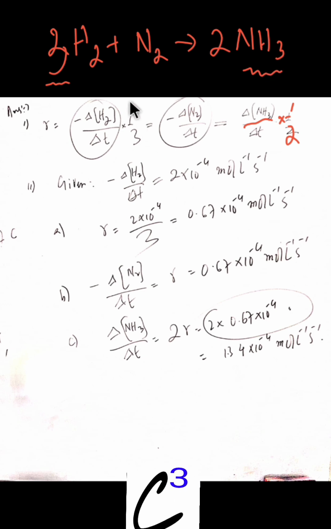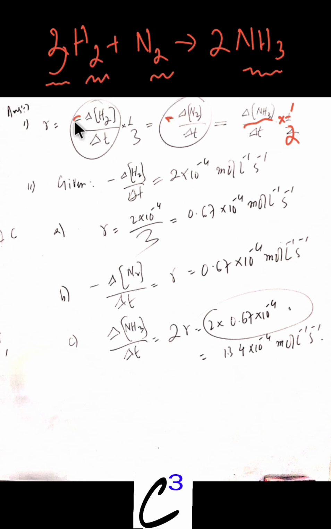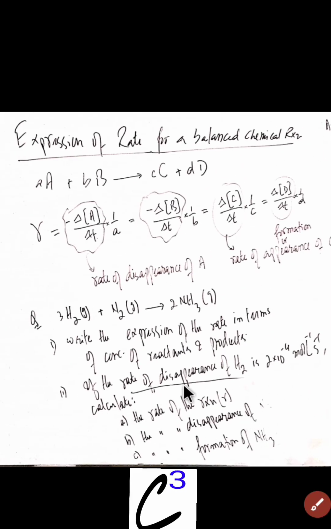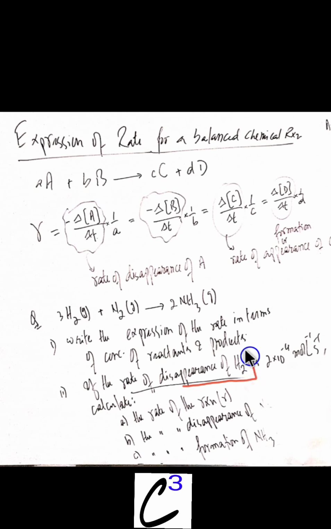So it is also clear from this expression that in terms of concentration of reactants H2 and N2, there is a negative sign in the expression. Okay, now this is the answer of the first question. This is the expression of rate. Now the given part to us is the rate of disappearance of H2, that is 2 into 10 power minus 4.